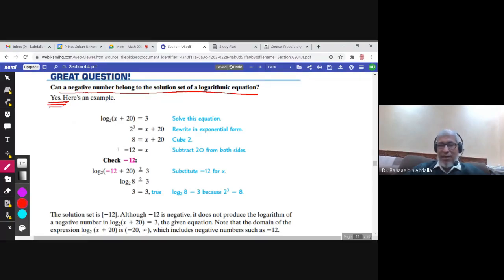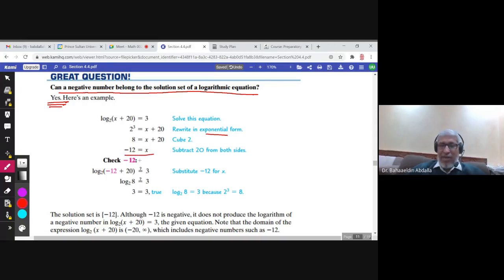And here is an example. Please pay attention to this because this is an important question. Okay, this is an equation. Change it to the exponential form. So 2 to the power 3 would be x plus 20. This is 8. Taking 20 to the other side, x would be -12.